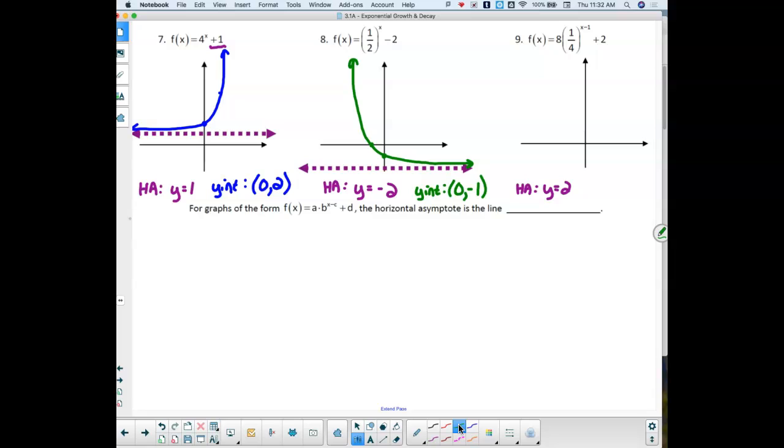Make it easy on yourself. If we would have plugged in 1 there, we would have had 1/2 minus 2, and then we would have to be dealing with fractions. -1.5. And I know how much you love fractions. Okay? Try graphing number 9 on your own.